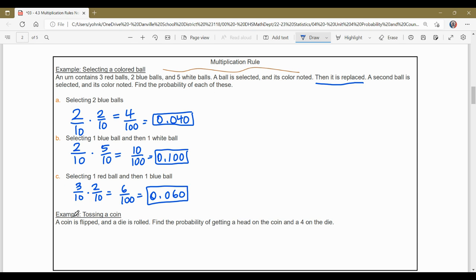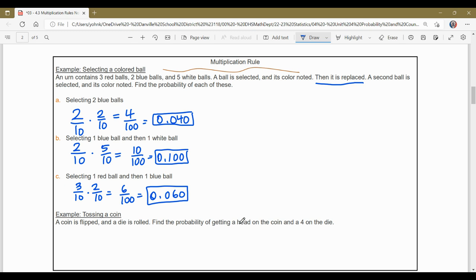All right, the next example: a coin is flipped and a die is rolled. Find the probability of getting a head on the coin and a 4 on the die. First, make sure you ask yourself, are flipping a coin and rolling a die independent events? The answer is yes, so I can multiply the separate probabilities together.